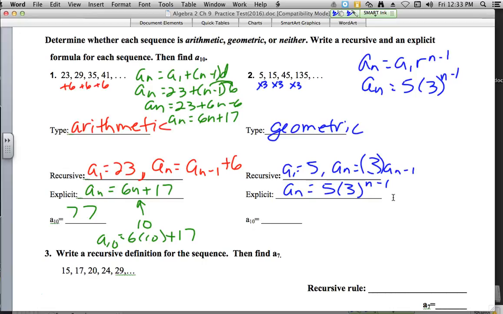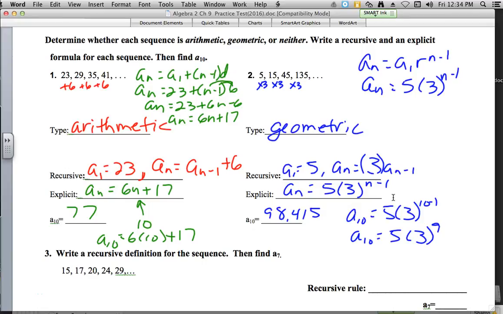Now, we need to know what the 10th term is, so we're looking for 5 times 3 to the 10 minus 1 power. So that will be 5 times 3 to the 9th. And that you could just crank out on your calculator, and that will give us 98,415. And again, what I'm doing is I'm showing all the work that you should show as you go through the test to get all of the points. You have to make sure that all of this good stuff is there.